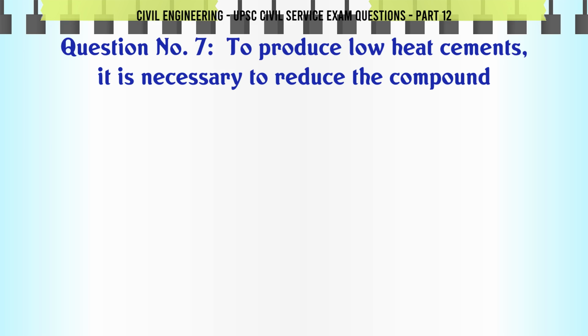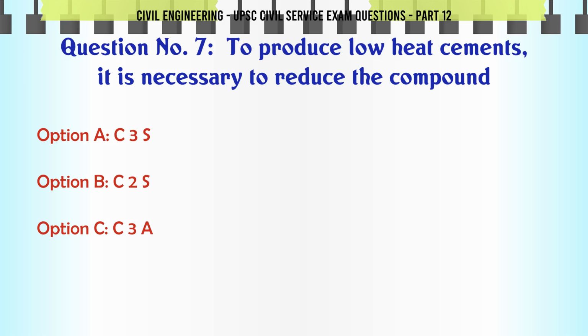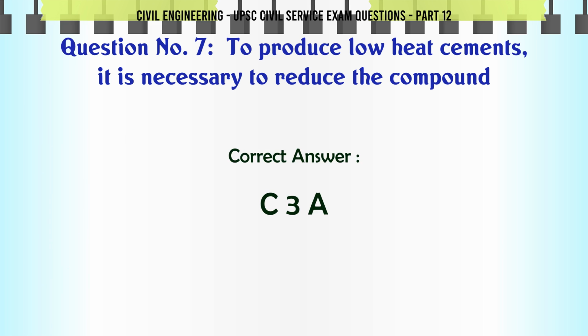To produce low heat cements, it is necessary to reduce the compound A. C3S, B. C2S, C. C3A, D. C4AF. The correct answer is C3A.